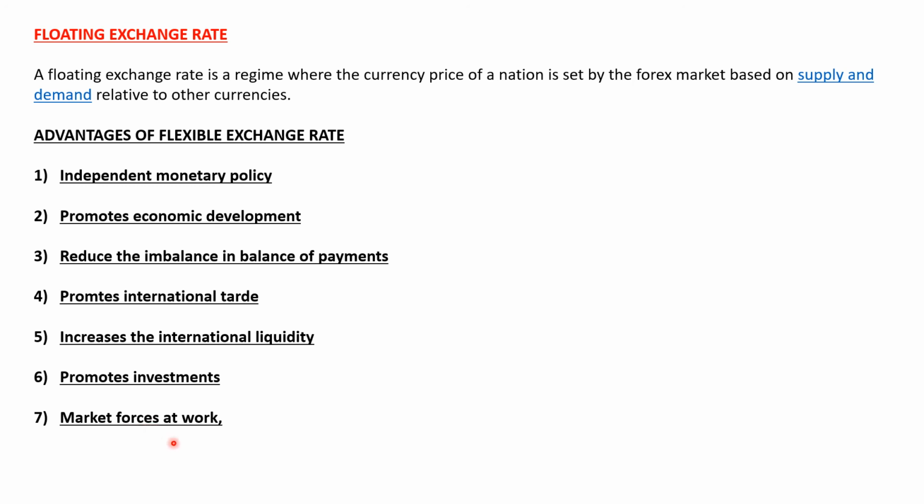And the last point is market force at work. Under the flexible exchange rate system, the foreign exchange rates are determined by the market forces of demand and supply. The market is cleared automatically through changes in exchange rate, and the possibility of scarcity or surplus of any currency does not exist. So these are all advantages of flexible exchange rate. Let's see some disadvantages of flexible exchange rate in the next slide.